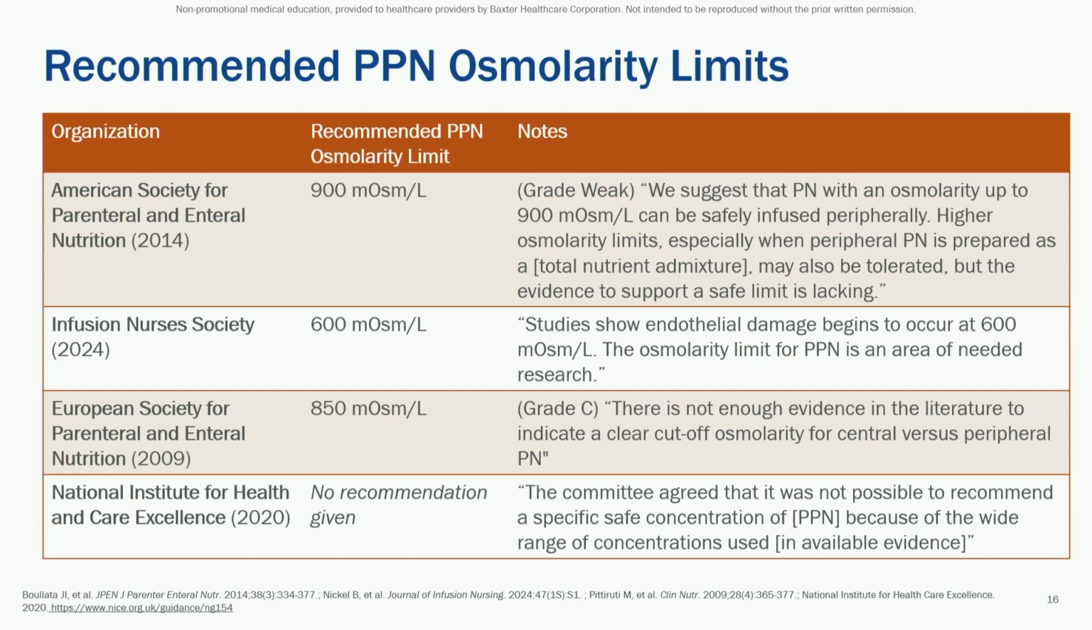But when we read things like ASPEN's cutoff for 900, there is limited evidence or the evidence to support a safe limit is lacking. And there's variations on that theme when we're viewing these different cutoffs where there is limited evidence. The strength of the evidence is weak. The National Institute for Health and Care Excellence in their 2020 PN guidelines actually didn't give a recommendation, as the committee agreed that it was not possible to recommend a specific safe concentration of peripheral parenteral nutrition because of the wide range of concentrations used in available evidence. So I think it's important to note when we're viewing our own clinical practice that there's a gray area in these recommendations that is worth evaluating.